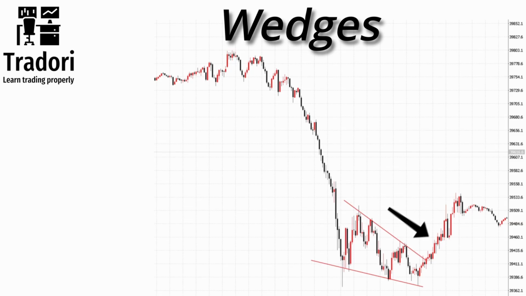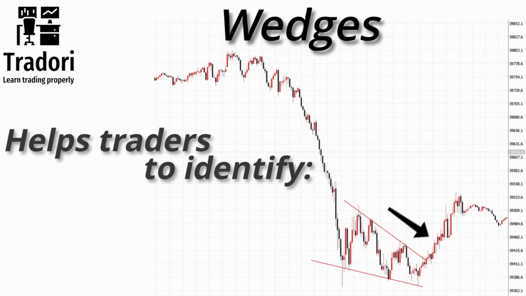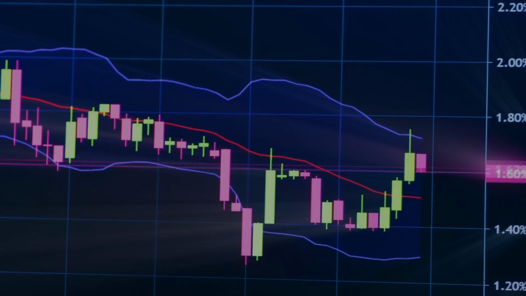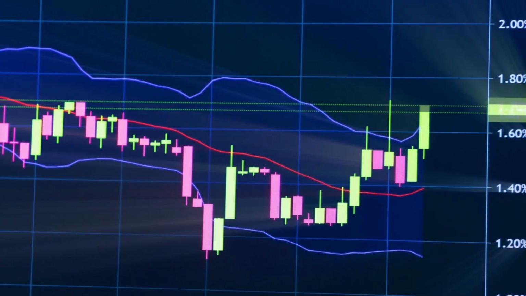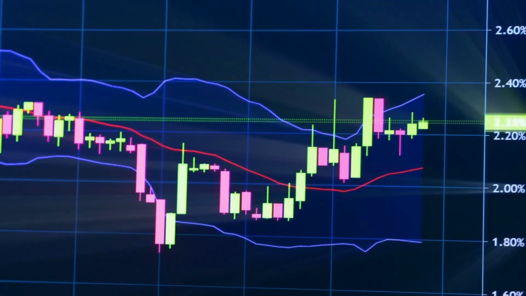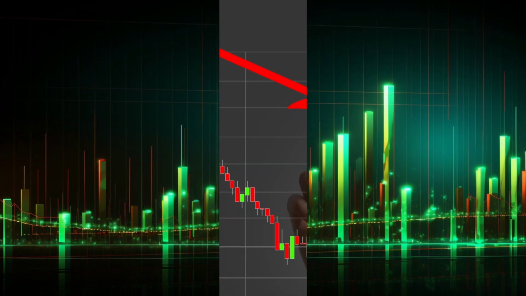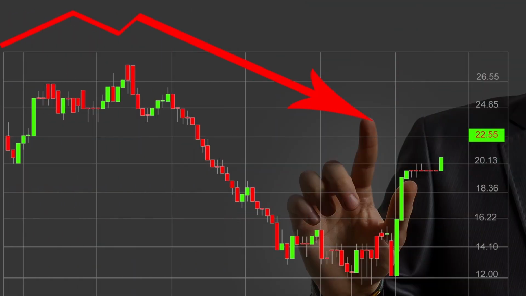Wedge patterns are important in technical analysis because they can give traders a clear picture of future trend reversals or continuations. Wedge patterns should be used in conjunction with other technical analysis techniques. Traders look at trading volume levels to verify a possible price reversal signaled by a wedge pattern.